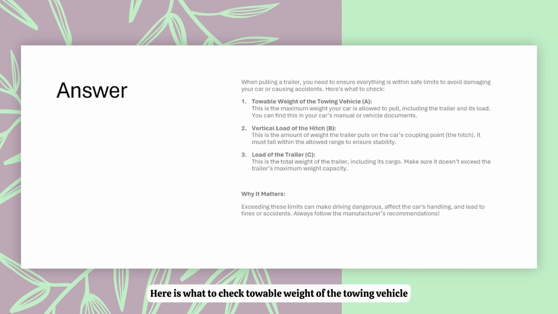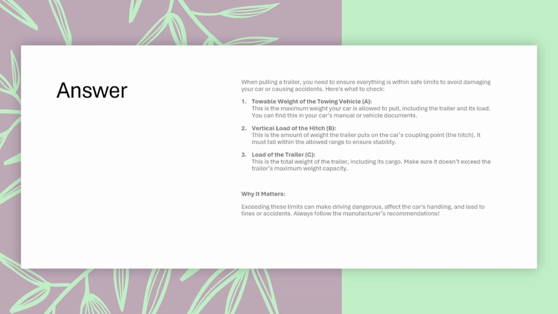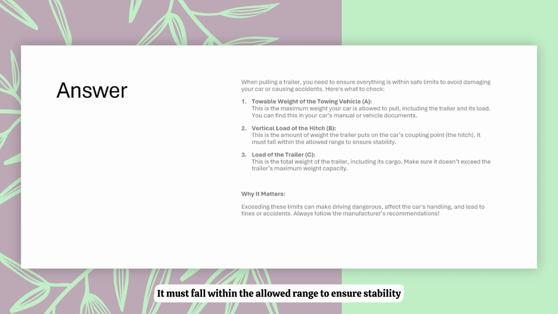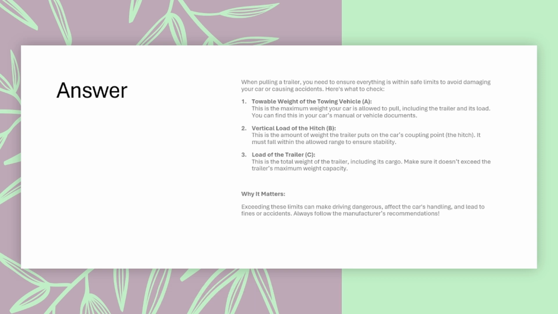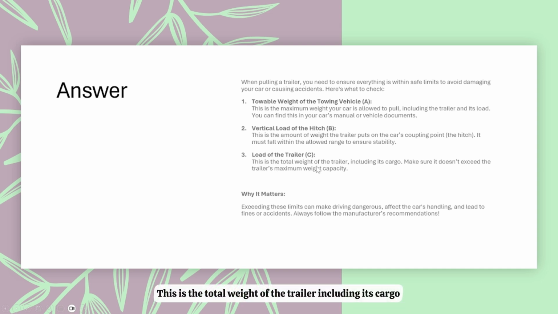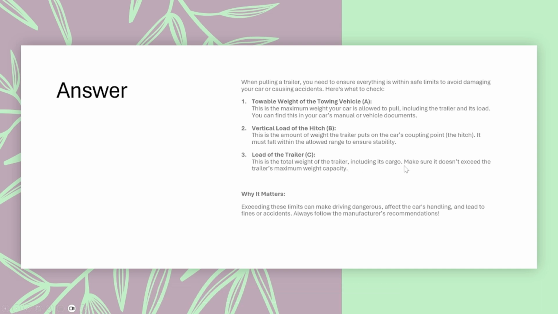Here is what to check. Towable weight of the towing vehicle: this is the maximum weight your car is allowed to pull, including the trailer and its load. You can find this in your car's manual or vehicle documents. Vertical load of the hitch: this is the amount of weight the trailer puts on your car's coupling point, the hitch. It must fall within the allowed range to ensure stability. Load of the trailer: this is the total weight of the trailer including its cargo. Make sure it doesn't exceed the trailer's maximum weight capacity.